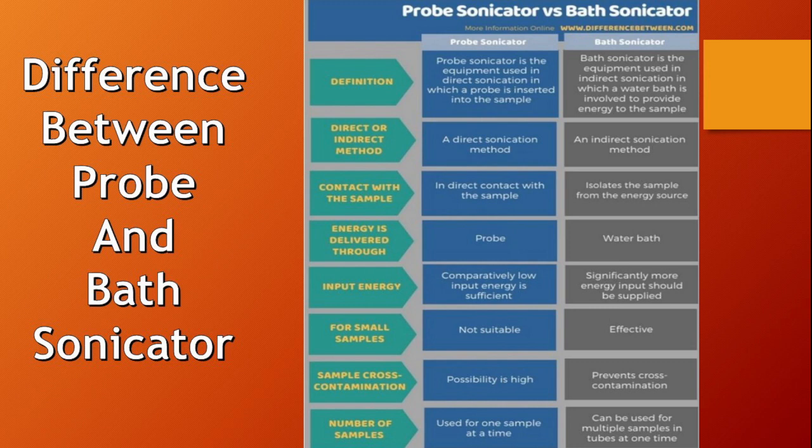Energy input is high in the case of the probe sonicator, and it is low in the case of the bath sonicator. The probe sonicator is not that suitable for small samples. It is suitable for large samples, and the bath sonicator is suitable for small samples. There are very high chances of cross contamination in the case of the probe sonicator, because the probe is in direct contact with the sample, and the chances of cross contamination in the case of the bath sonicator are very low.